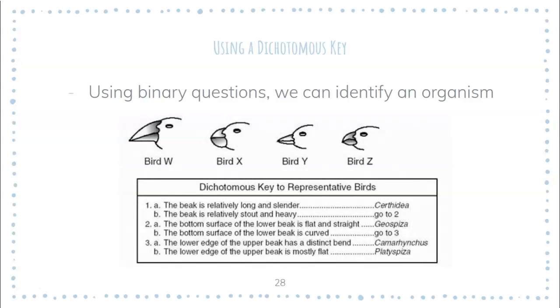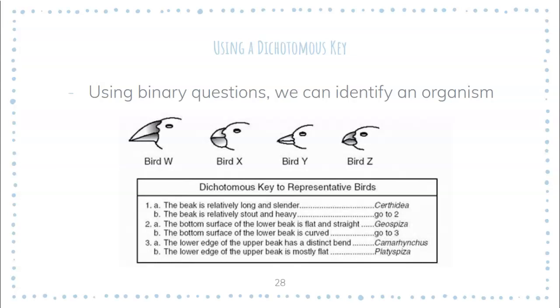And the last thing we're going to talk about is a dichotomous key, which is like totally out of left field, right? But this was the last piece in this subsection. So a dichotomous key is where you have binary questions, meaning like yes or no, or like really you should only have two options. So like 1A and 1B. And then from there you can identify an organism.